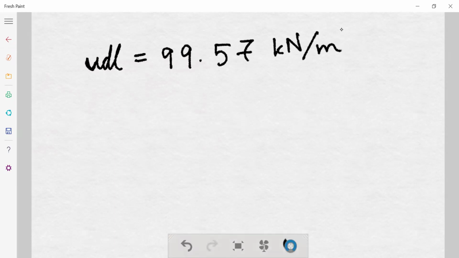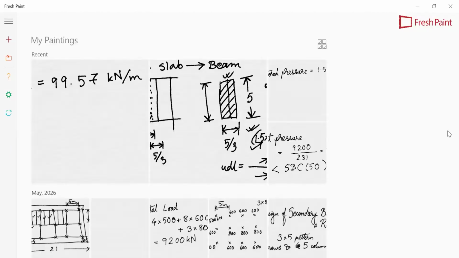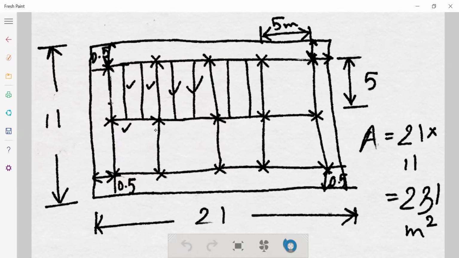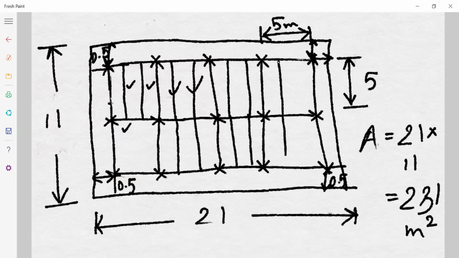Now, this beam is considered as a continuous beam. This secondary beam is considered as a continuous beam. If we look into the main diagram, this secondary beam is actually like a continuous beam. It will span everywhere. So this secondary beam is also working as a continuous beam.